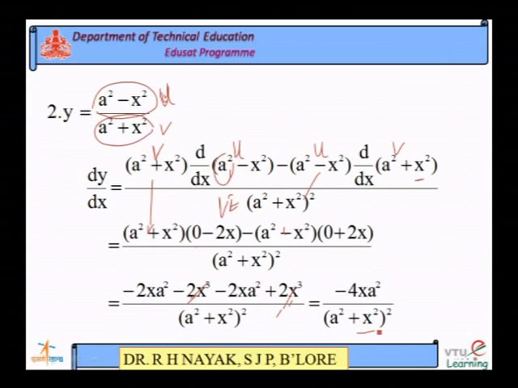In this class we have discussed the rules of differentiation, that is the sum rule, product rule and quotient rule. Based on that I have given one or two examples. In the next class let us discuss problems based on all the rules of differentiation. So, with this I conclude today's class. Thank you very much.